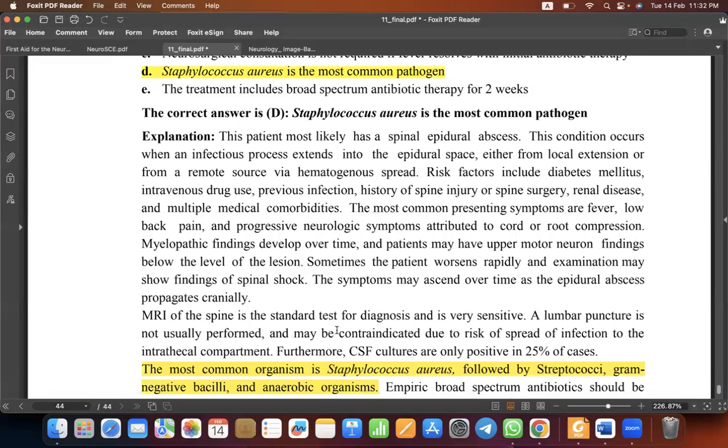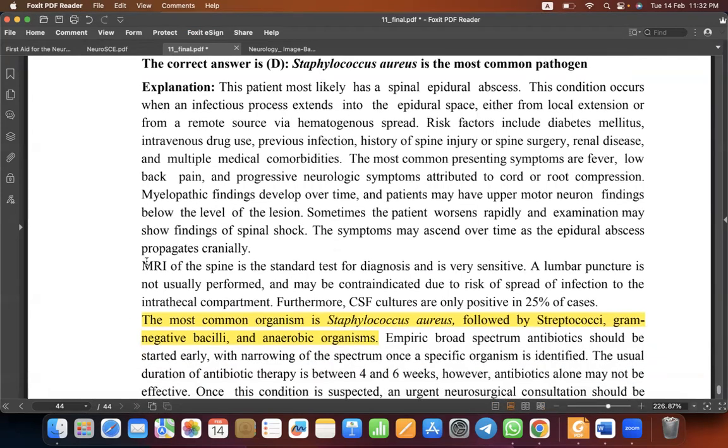Commonly, the infection extends to the epidural space by direct extension or remotely via hematogenous spread. There are a lot of risk factors like diabetes, IV drug abuse, previous infection, history of spinal injury or surgery, and renal disease. We should remember these facts as well. The patient has fever, back pain, and a progressive neurological syndrome attributed to cord and root compression. There is a myelopathic feature developed over time. The patient has upper motor neuron features. There may be findings of spinal shock, but as time passes, the possibility of shock is less.